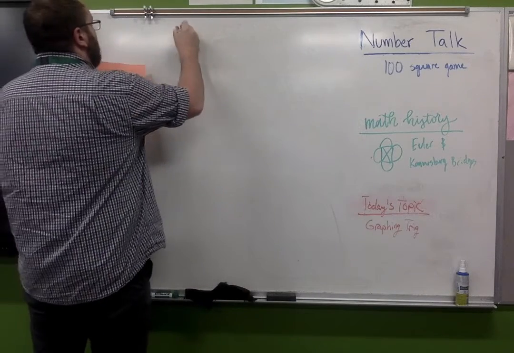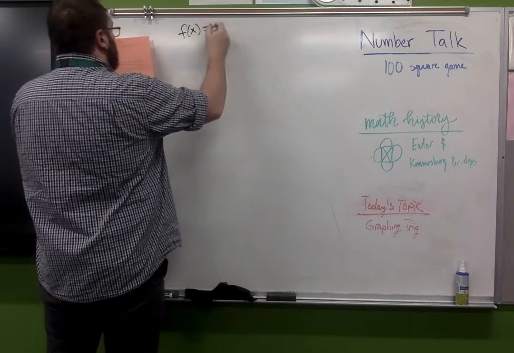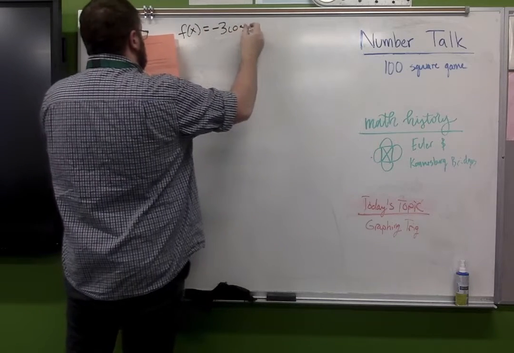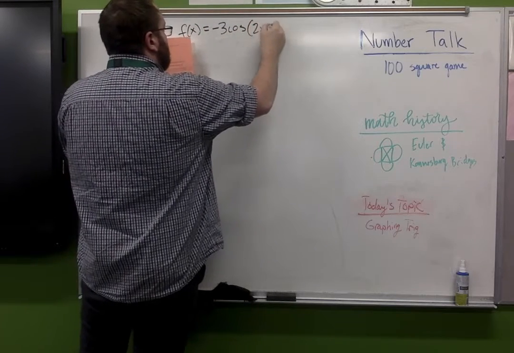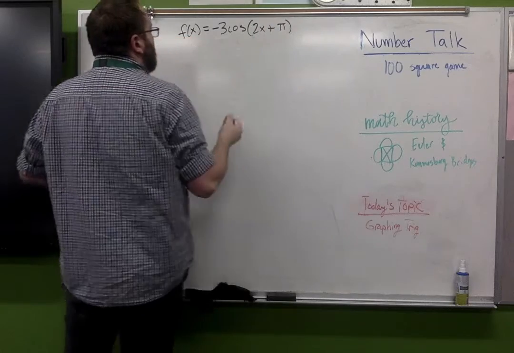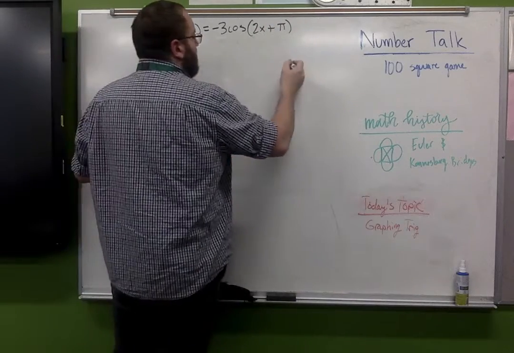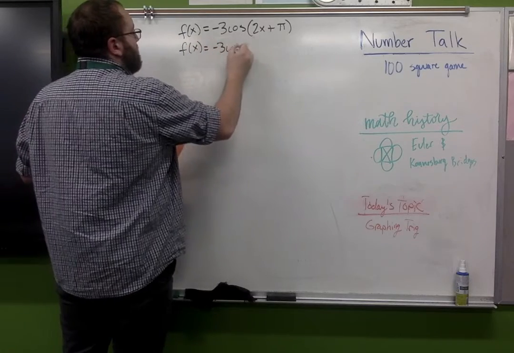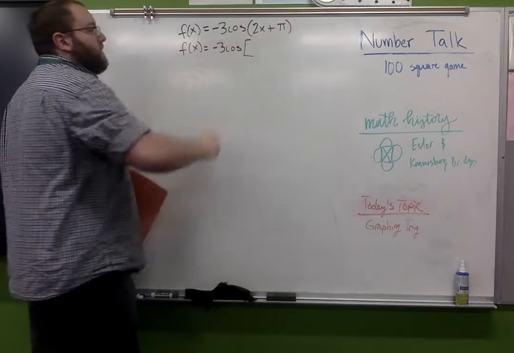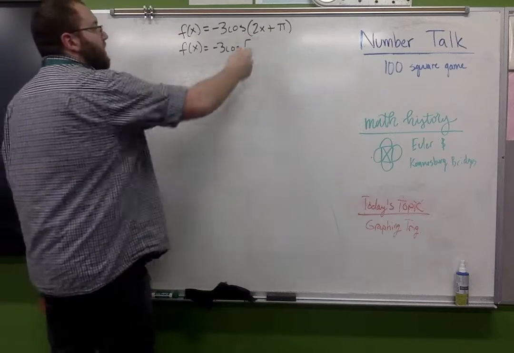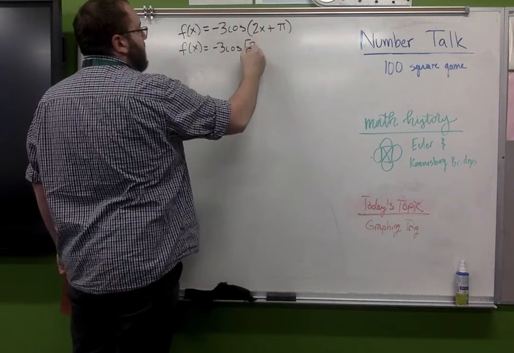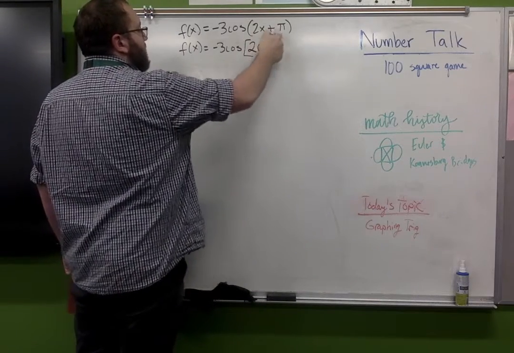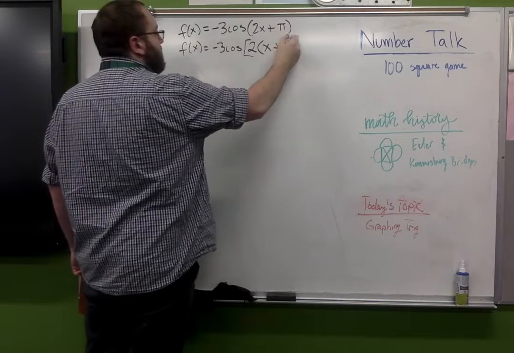So here we have f of x equals -3 cosine of 2x plus pi. We're going to get this in our generic format. So we have f of x equals -3 cosine. Now our generic format has x with a coefficient of 1. So I need to factor out a 2 here. So I'm going to bring out the 2, and then I have x, and I factored out 2 from pi, so it's pi over 2.